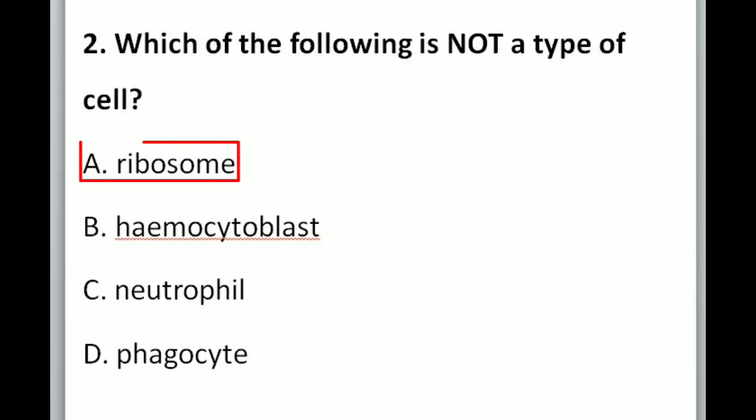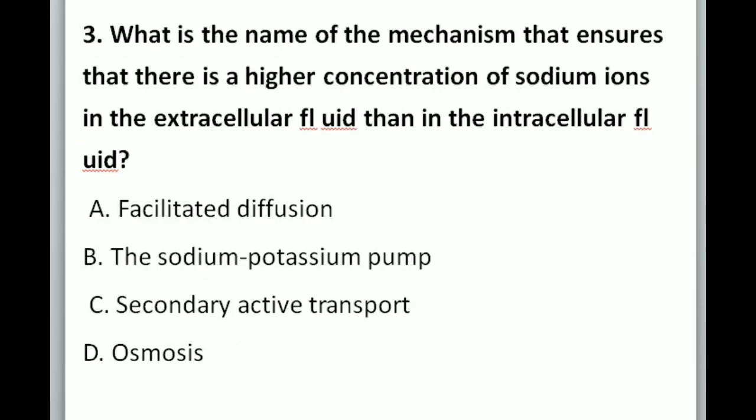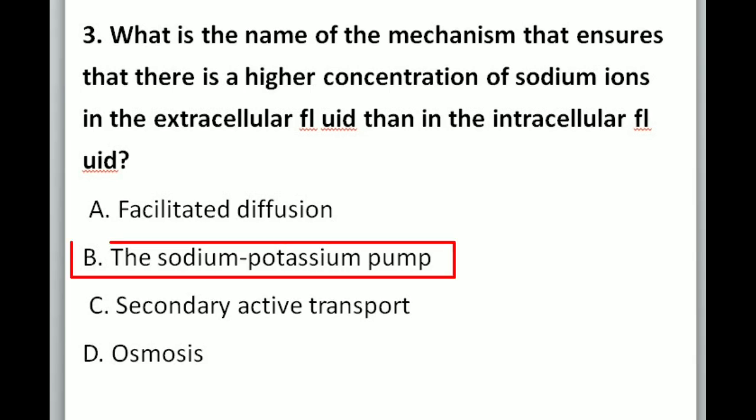Answer is A. Ribosome. 3. What is the name of the mechanism that ensures that there is a higher concentration of sodium ions in the extracellular fluid than in the intracellular fluid? Answer is B. The sodium-potassium pump.